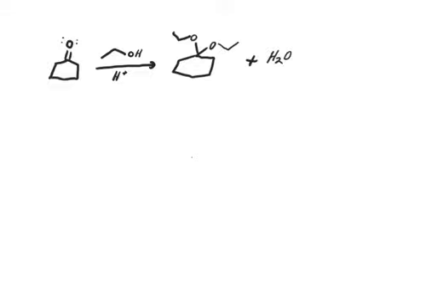In this video, I'm going to go over the mechanism of the acetal formation. There are 7 steps to this mechanism, and we're going to tackle them one at a time. So overall, the acetal formation is a ketone, that's this molecule here, reacting with an alcohol, which is this molecule, in the presence of an acid to give the acetal, which is kind of a diether structure, and water as the byproduct.